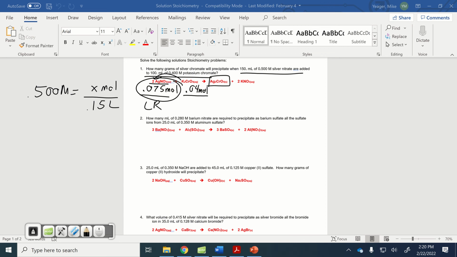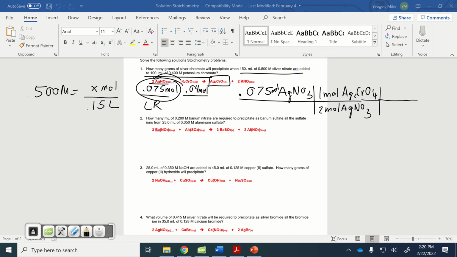If you don't like that method, we basically could do this next step with both moles, and you can find out how many moles of silver chromate will form. In this case, it's just asking for grams, so you could solve for grams. But in the end, I would use the 0.075 moles of AgNO3, converted to moles of Ag2CrO4, so I've got 2 moles of AgNO3 to 1 mole Ag2CrO4.